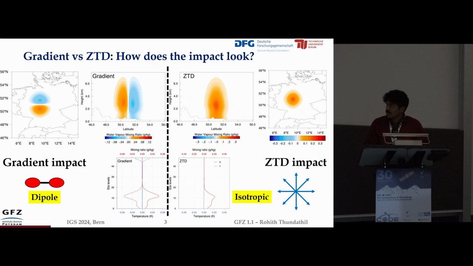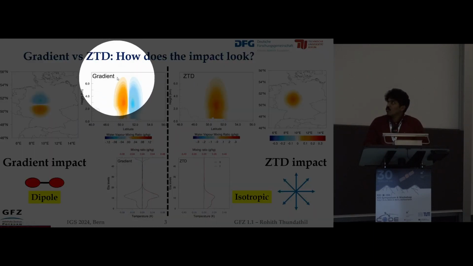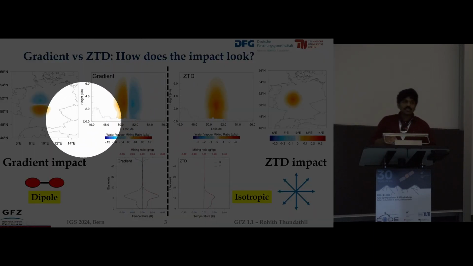My colleague Florian and myself, we have two publications on this. The second publication is regarding the assimilation impact of the gradient observations. Now, how do you see the gradient inside a model?